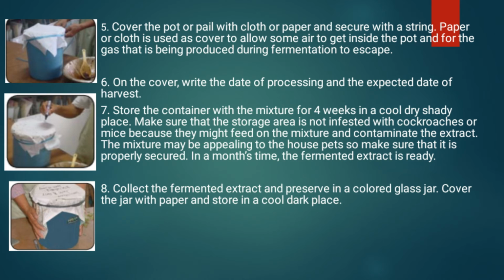Seventh step is to store the container with the mixture for 4 weeks in a cool, dry, shady place. Make sure that the storage area is not infested with cockroaches or mice because they might feed on the mixture and contaminate the extract. The mixture may be appealing to house pets, so make sure that it is properly secured. In a month's time, the fermented extract is ready. Eighth step or the last step is to collect the fermented extract and preserve it in a colored glass jar. Cover the jar with paper and store in a cool, dark place.